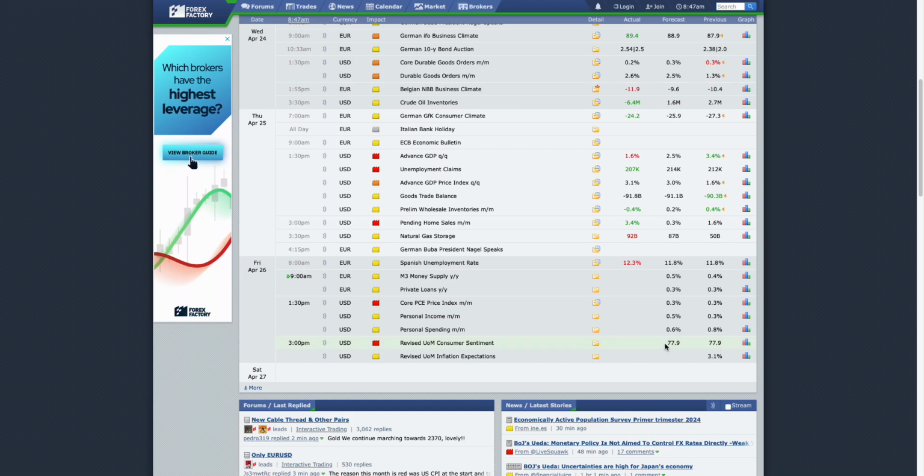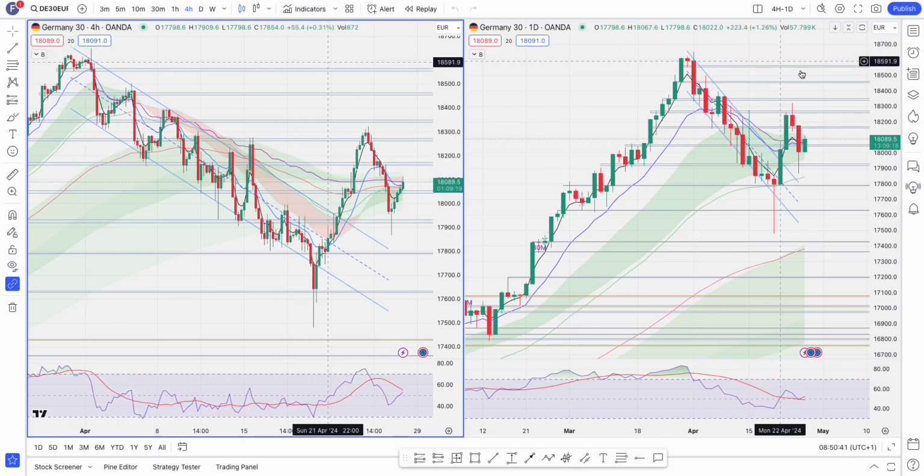Also, we've got the consumer sentiment. If it drops, we could have a selling pressure. If it increases, we could have a buying pressure. So let's look at the daily time frame.